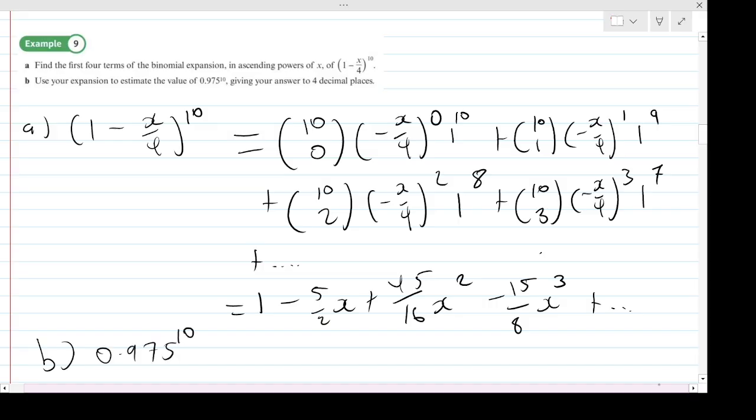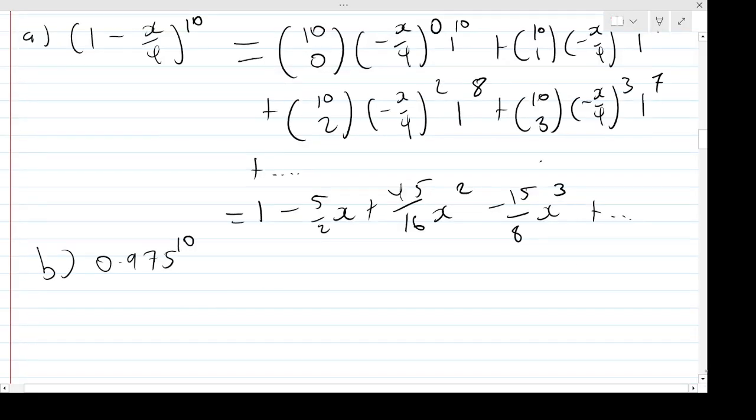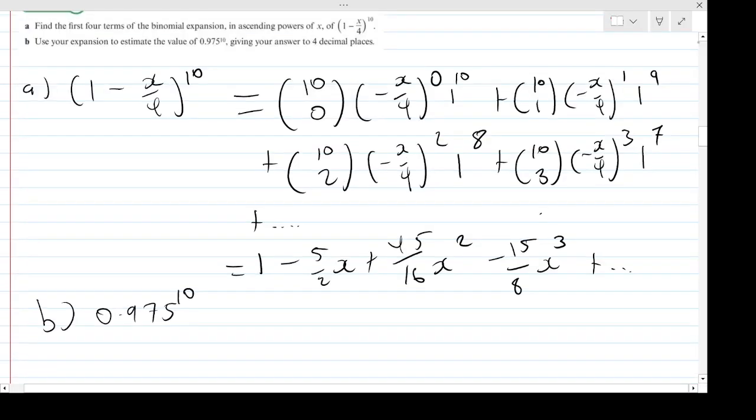to the 10, giving your answer to 4 decimal places. So again, it's very similar to what we talked about. So we need to use this binomial to estimate this value. But I noticed the brackets are, again, fairly similar, right? So I have a number to the power of 10. Well, what if I put both numbers equal, so that inside the bracket has to equal 0.975? So then 1 minus x over 4 is equal to 0.975. Then I can solve for x, because then that x value tells me what I need to plug into here to get an approximation. Cool.